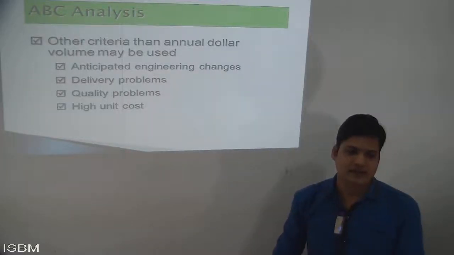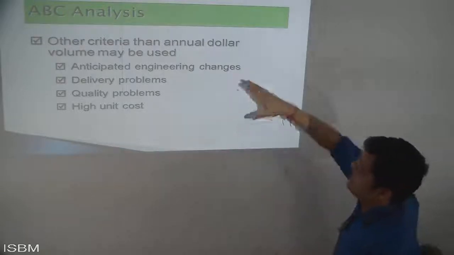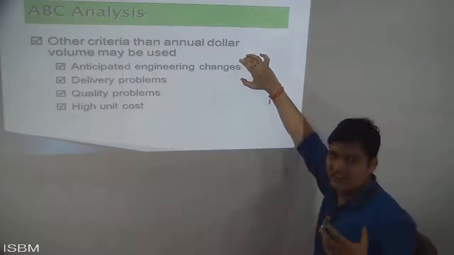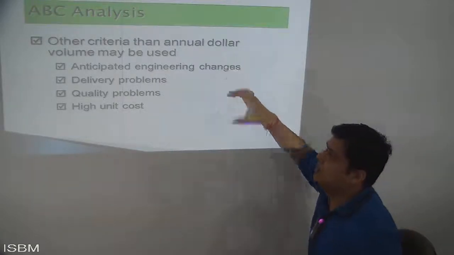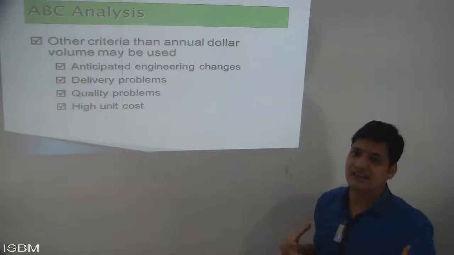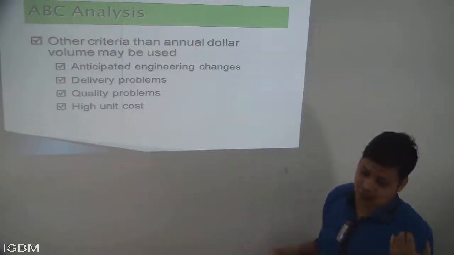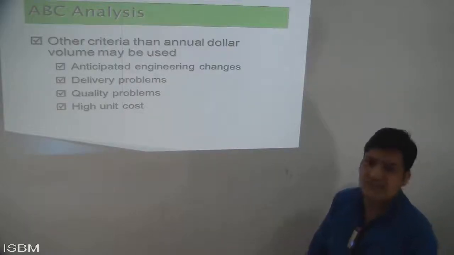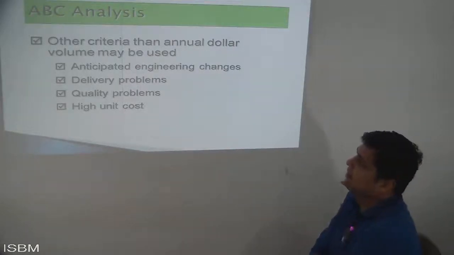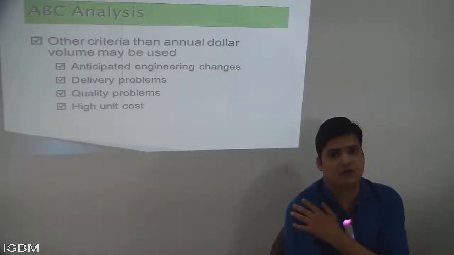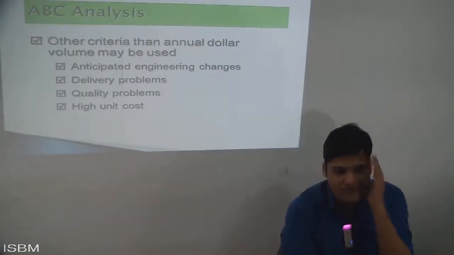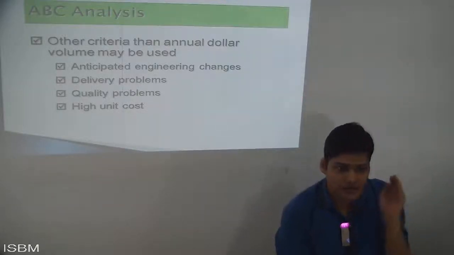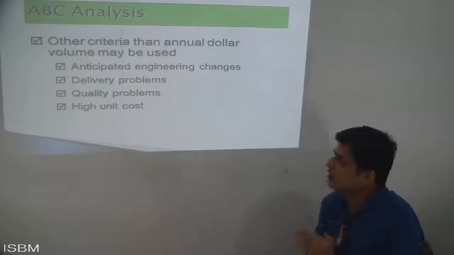Another criteria besides annual demand volume is anticipated engineering changes. Engineering in the sense of production changes: we have to anticipate what exactly changes when production has been changed. We require good machines so they can give you the product really fast. Or for delivery problems in the logistics side, we have to think that we require more trucks or more manpower so that delivery is not a hurdle.